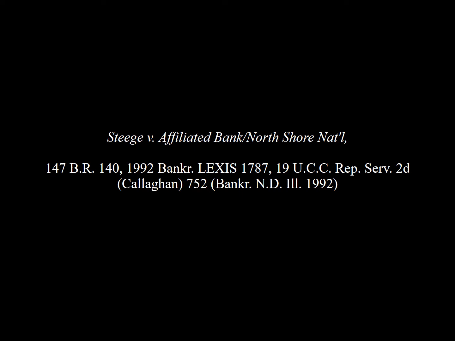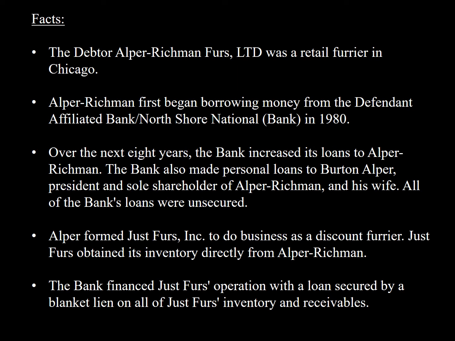So this is bankruptcy court level, 1992. So Alper is in the fur business, borrows from the bank. The bank has a lien against everything. Alper forms Just Furs, a separate company needed to do business as a discount furrier, grants a lien to the bank on everything, and transfers furs to Just Furs on consignment. So that's the scenario.